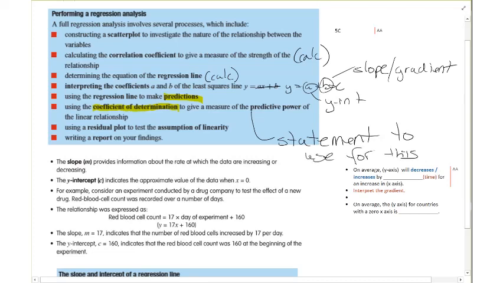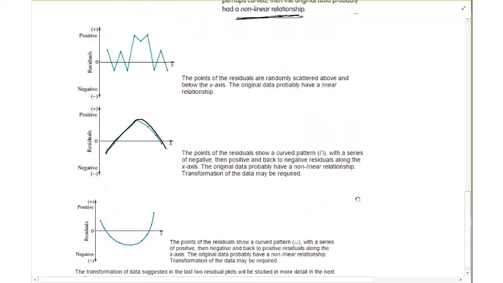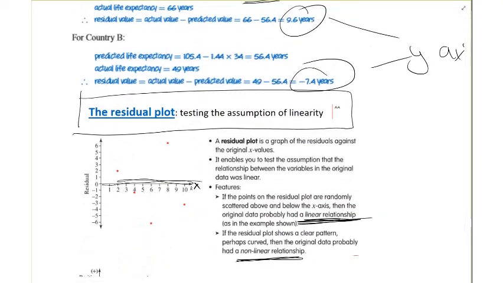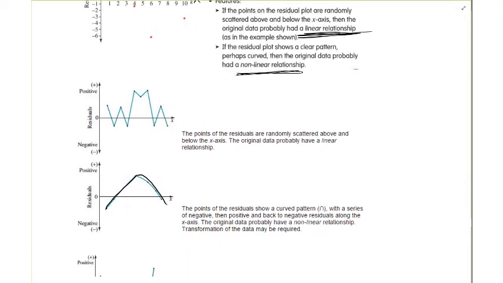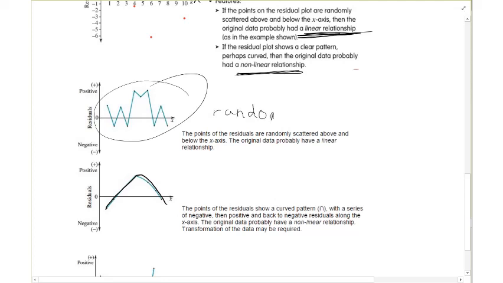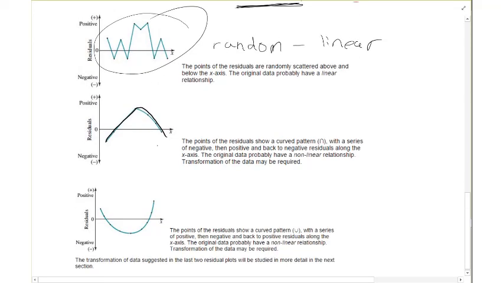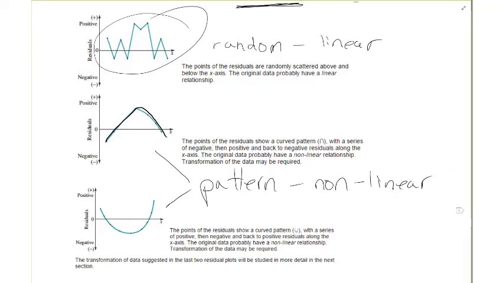We use a residual plot, which I haven't talked about in this video, but we can go through it in a different video. Remember, if you've got a scattered pattern like this, it's random, and we say that it's linear. Both of these have a pattern, so we say it's nonlinear. But we can do that in a separate video.